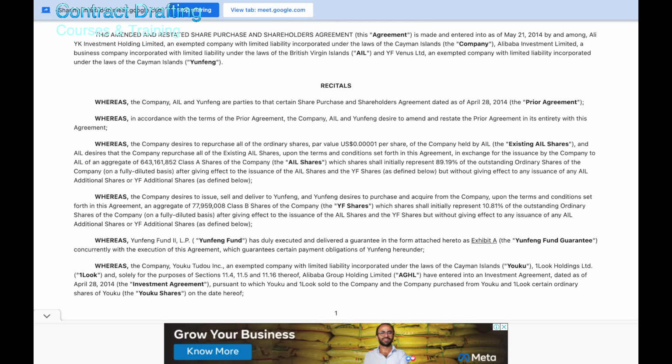See, why recital is written, that we have to understand. Recital is written to help give a context to the transaction.